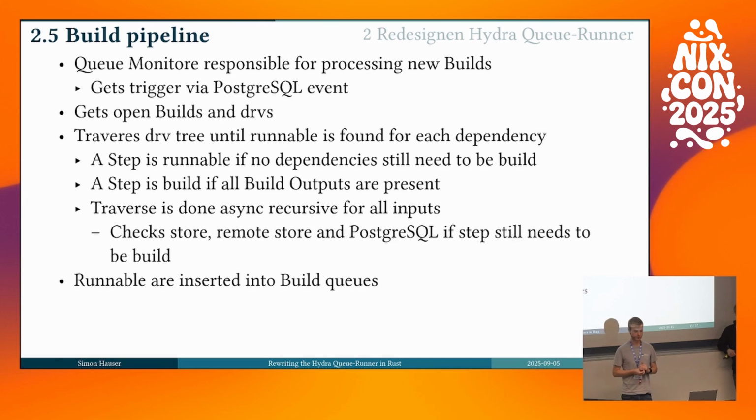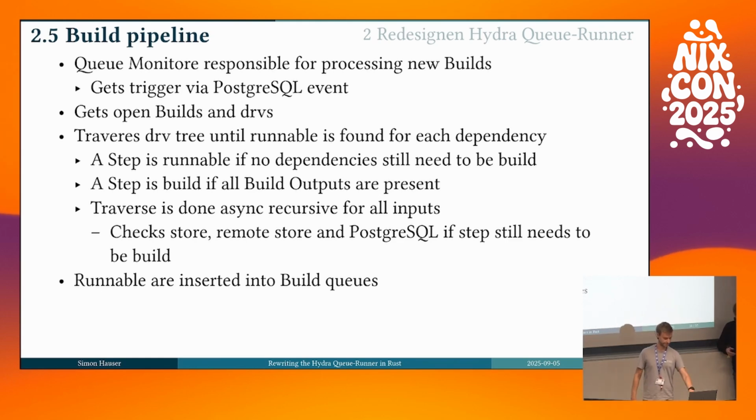We changed the traverse of this to an asynchronous traverse, which required a lot of mutexes and rewrite logs, but it generally improves the performance because we have to check the store a couple of times. We also have to talk to remote stores, which are a lot of head requests the C++ version currently sends. And we also still need to do some Postgres operations. All of this can be done asynchronously, and it generally improves the speed of new builds being scheduled. Once a step exists and is runnable, then it is inserted in a build queue.